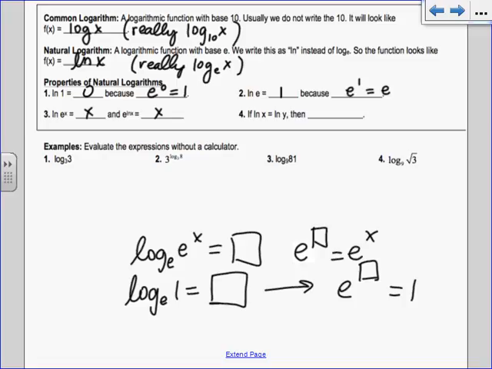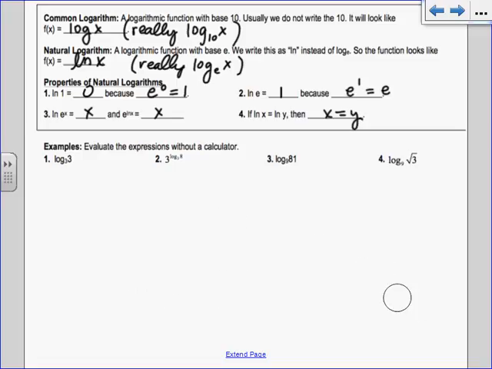And then if natural log of x is equal to natural log of y, then we can say that x equals y, exactly. So hopefully these are all kind of review for you. So we'll go quickly through these ones. So it says evaluate the expressions without a calculator.